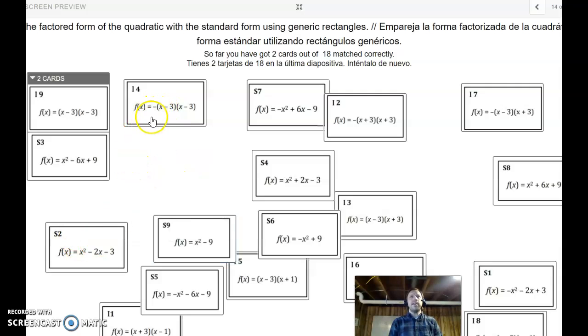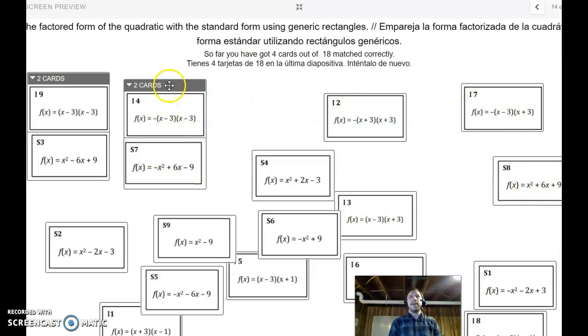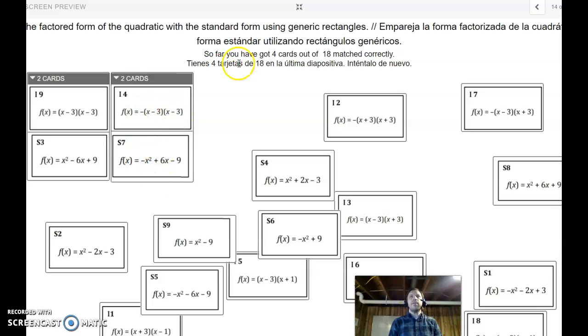Use what you see, right? If everything else is the same except for this negative in front, all that's going to change is each of these values are going to change from negative to positive or positive to negative. So I'm looking for negative x squared plus 6x minus 9. So use the clues that you have there to make this easier on you and understand the math. All right, so watch this video, walk through it, make sure you get 18 out of 18 matched correctly.